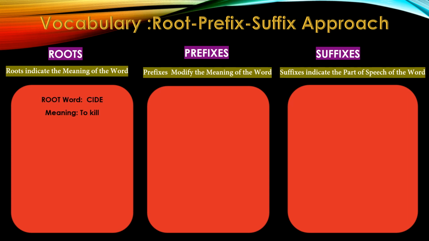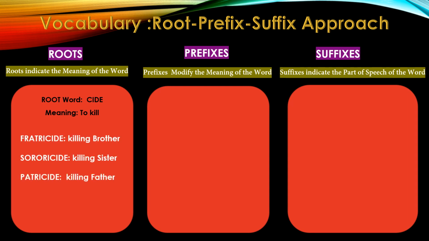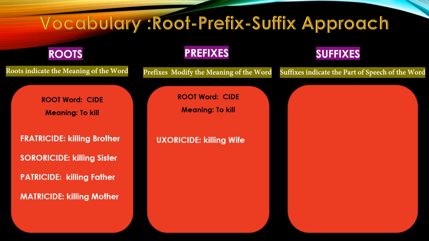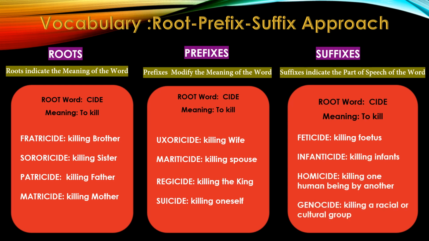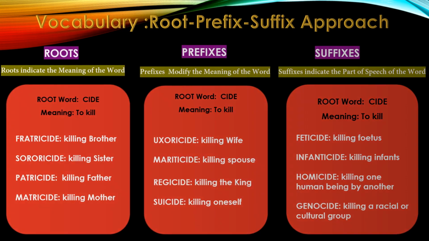It means you could easily learn all these English words just by learning a single Greek root word, cide, meaning to kill. Fratricide, killing brother. Sororicide, killing sister. Patricide, killing father. Matricide, killing mother. Uxoricide, killing wife. Mariticide, killing spouse. Regicide, killing the king. Suicide, killing oneself. Feticide, killing fetus. Infanticide, killing infants. Homicide, killing one human being by another. Genocide, killing a racial or cultural group.